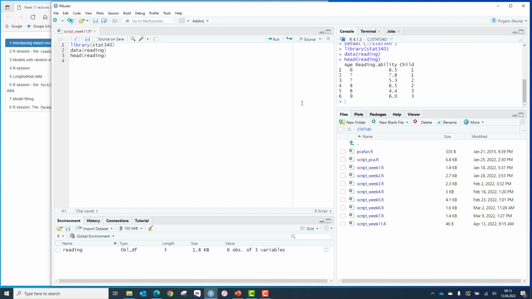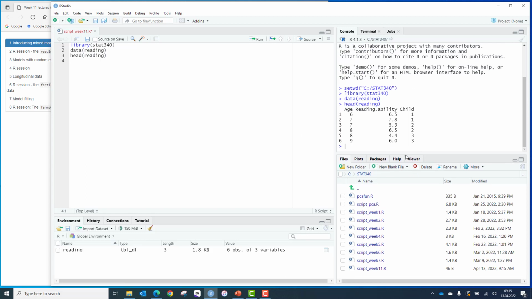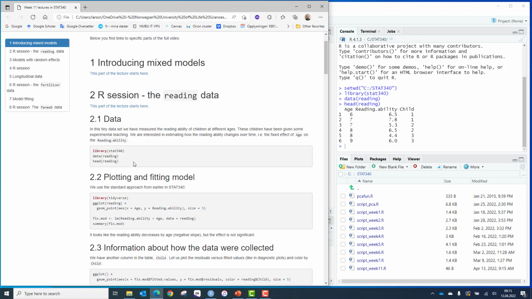The reading data is a tiny little data set just for illustration. It's data about reading abilities of children at different ages, and these children have been taught reading in an alternative way. So one is probably interested in seeing if the reading ability is improving or not. We have age here and reading ability as a score here. I don't know how this score is created. It's not my data set, but it shouldn't be too difficult to follow this.